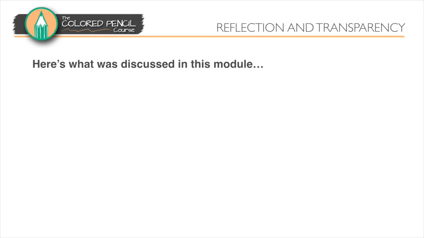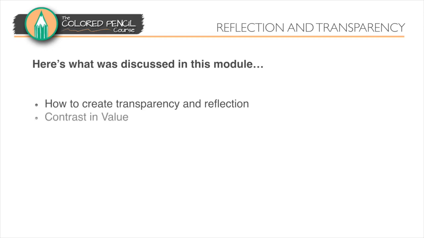Here's a look at what was discussed in this module. We took a look at how to create transparency and reflection in a colored pencil drawing. This included paying attention to the contrast and value, and creating varied intensity to create the illusion of transparency. We also focused on the reflected shapes that were observed in the photo reference. In the next video in this series, we're going to take a look at how to transfer a photo or a drawing to another surface.